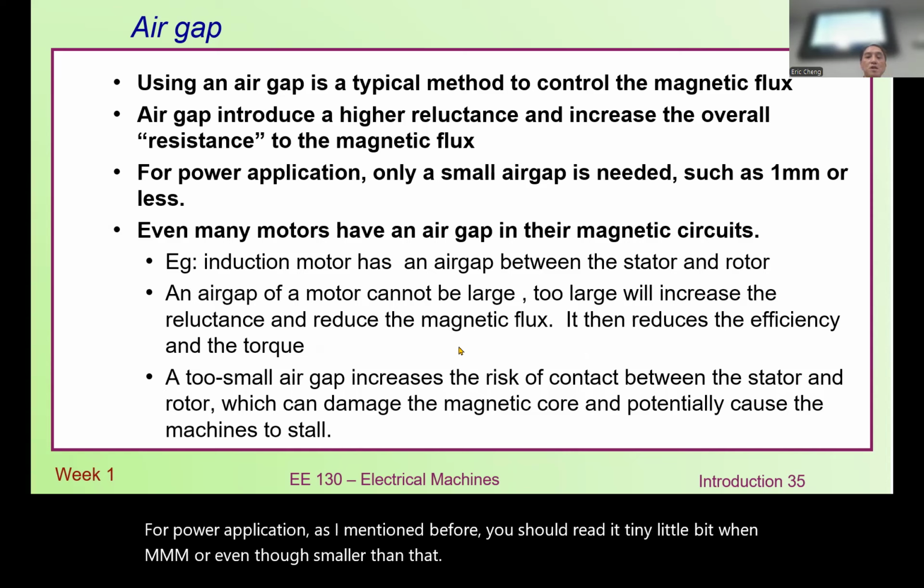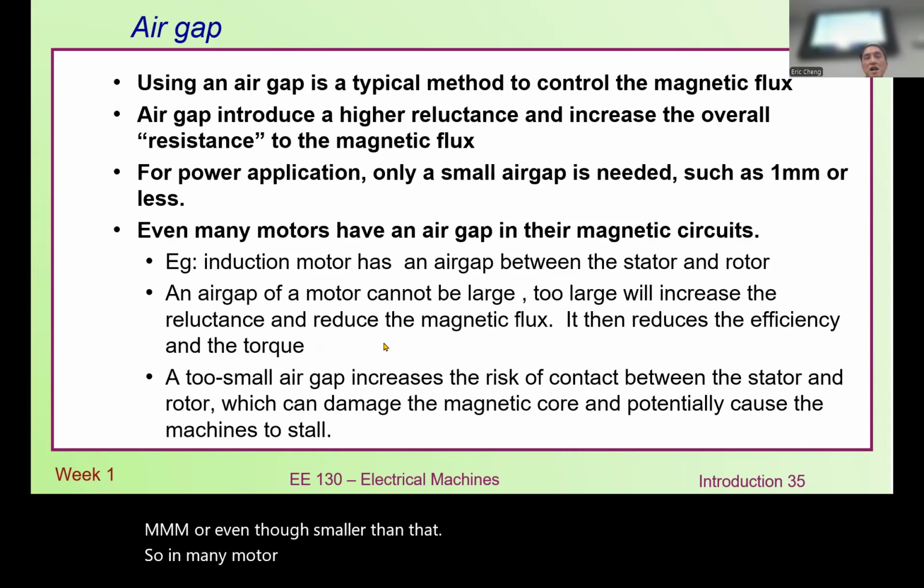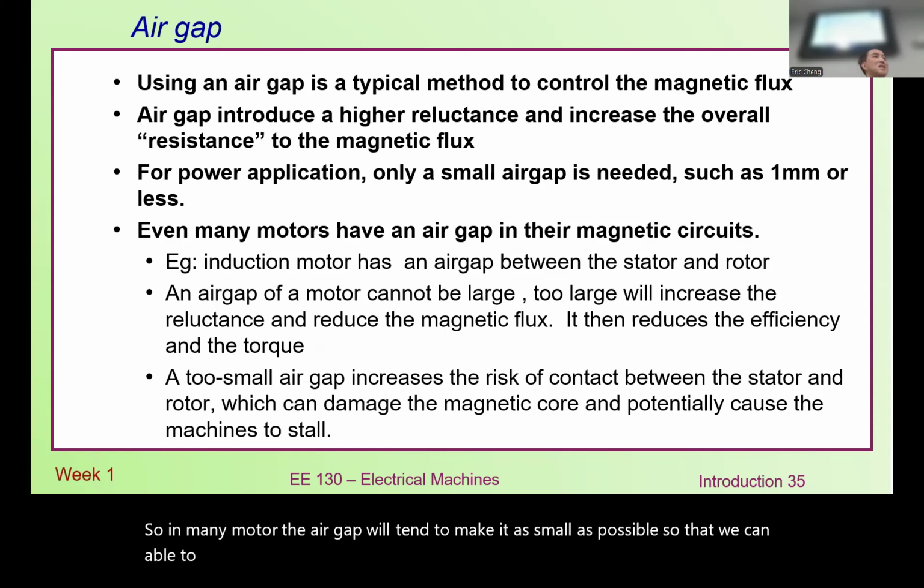In a motor, the air gap we tend to make as small as possible so that we are able to provide higher magnetic flux. When a motor has high magnetic flux, we are able to have higher torque or higher power.